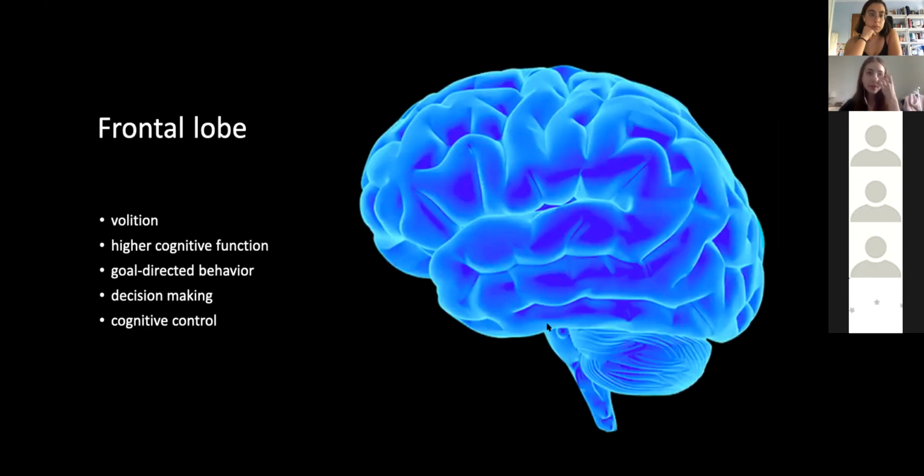So the frontal lobe specifically has been found to be the part of the brain that deals with executive functions, decision-making processes, and thought. This is something we're going to go into a little bit later in Lara's presentation, but just to give you a short overview here. These are the functions of the frontal cortex: higher cognitive functions, goal-directed behavior, decision-making, and cognitive control. So really control of conscious thought.